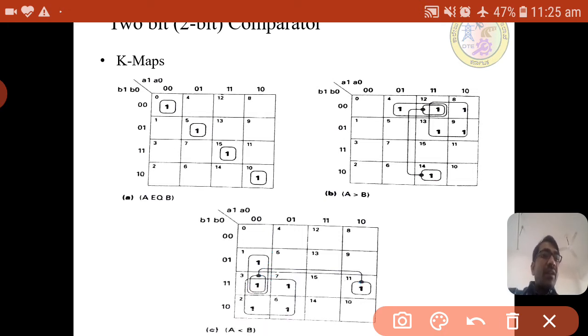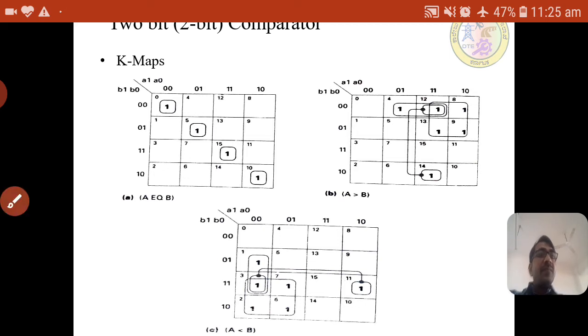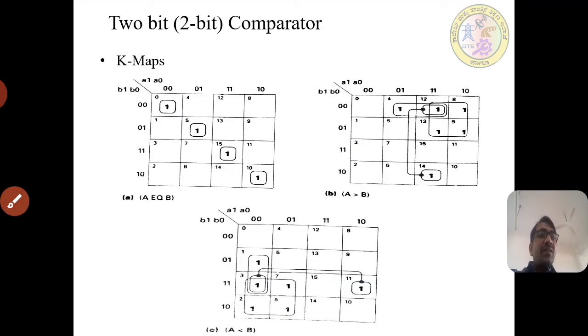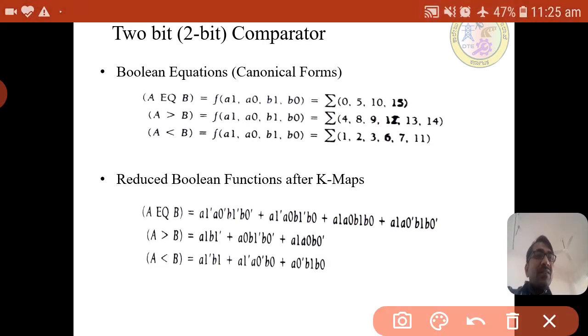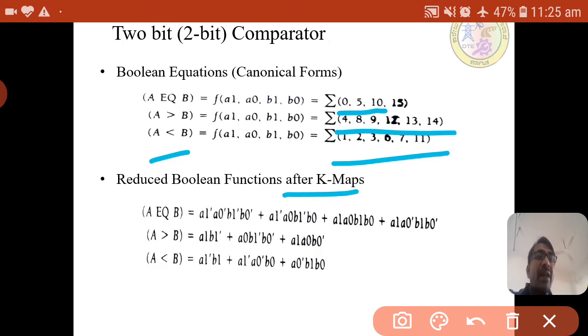Okay, so here also the 3 groups are there. Like this we can reduce the Boolean equations, the Boolean variables, after doing the K map work. Initially, before the K map, by the minterms it was 4 minterms, and 6 minterms and again 6 minterms for A less than B. After applying the K map, it has reduced to here one term.